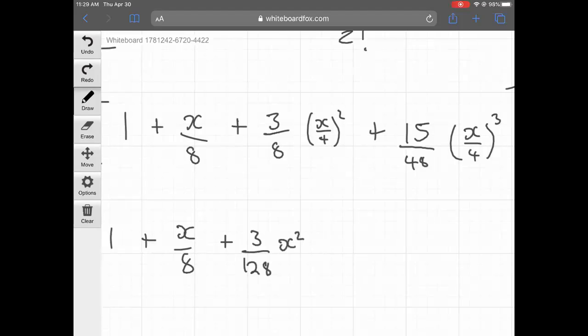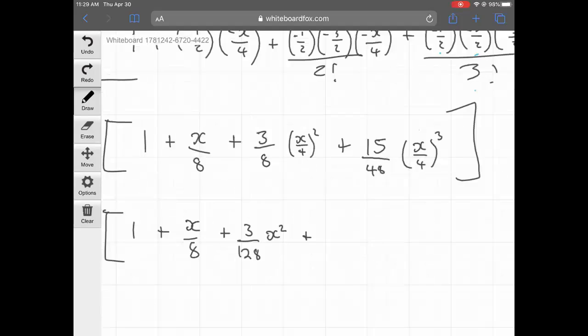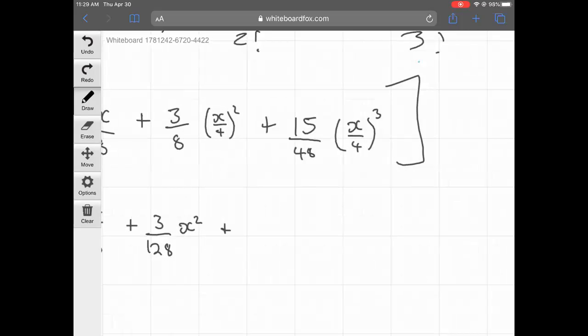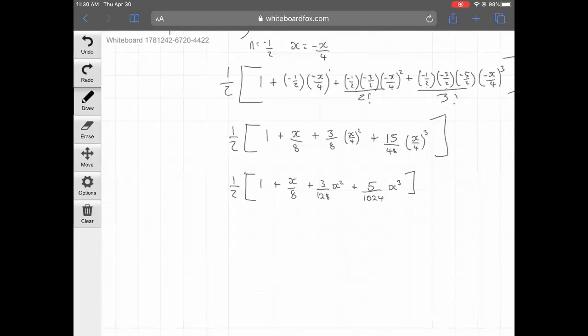x squared plus, got one more, right? 15 over 48 times 4 cubed. So just use your calculator. And make sure you're getting these in exact form, you're not using decimals. So this will be 5 divided by 1024 x cubed. Now I can distribute the half, and that should be the very last thing.